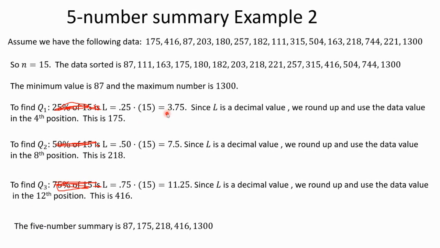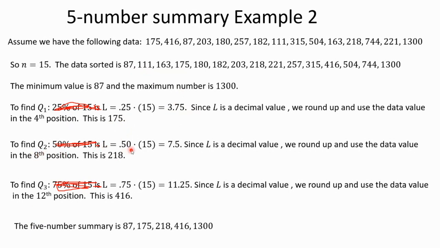Now, L is a decimal value, right? It's 3.75. It's not just 3, it's not just 4, it's a decimal. So we're going to round up to 4 and use the data value in the 4th position. We have 1, 2, 3, 4. We have this, as you can see. That's our Q1. 175, the data value in the 4th position, is our Q1.